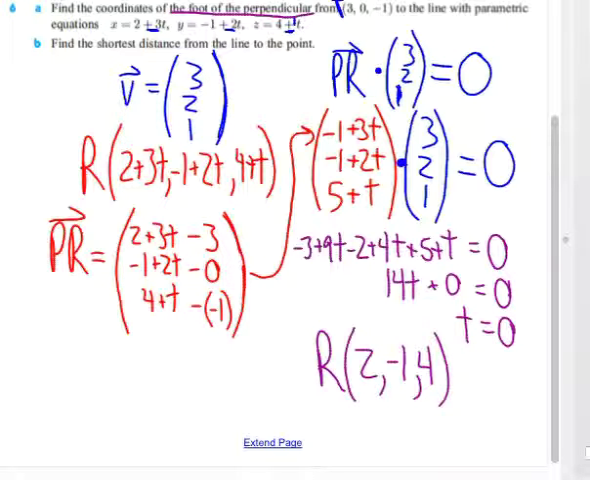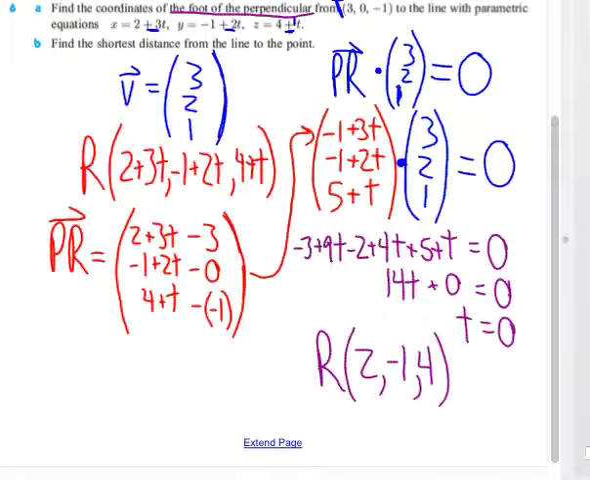How'd you do negative 1? We went back to this generic point R that we came up with, because that was going to be the foot of the perpendicular. And then we plugged in 0 for t, because we just figured out that it's going to be perpendicular, it's going to be closest when time is 0. Alright, so that's all part A.